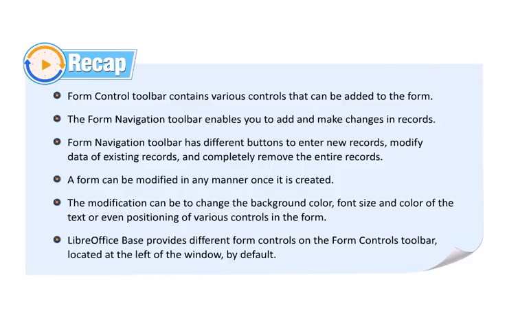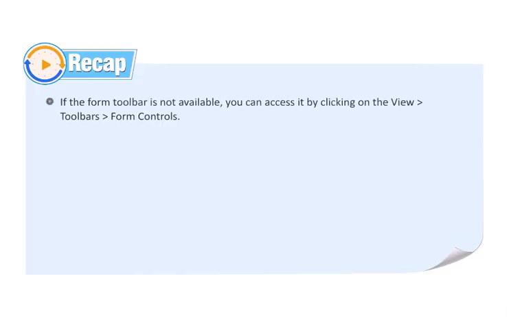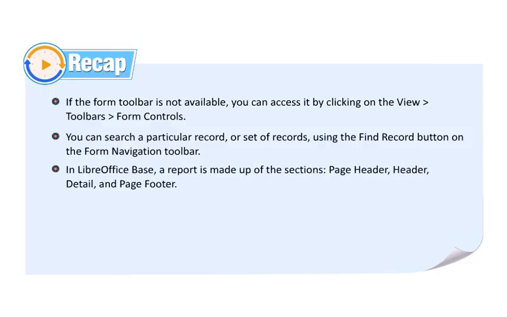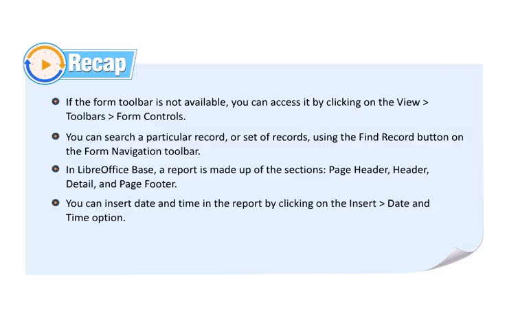LibreOffice Base provides different form controls on the Form Controls toolbar, located at the left of the window by default. If the Form toolbar is not available, you can access it by clicking on the View, then Tools bar, Form Controls. You can search a particular record or set of records using the Find Record button on the Form navigation toolbar. In LibreOffice Base, a report is made up of these sections: page header, header detail, and page footer. You can insert date and time in the report by clicking on the Insert, then Date and Time option.